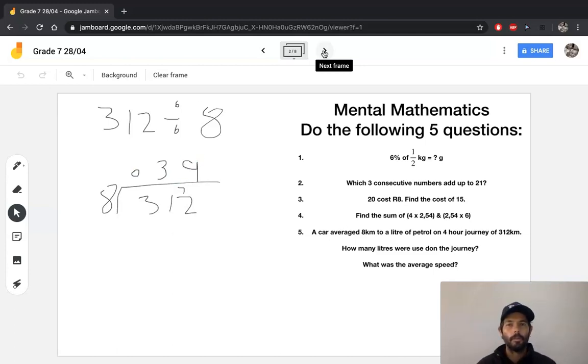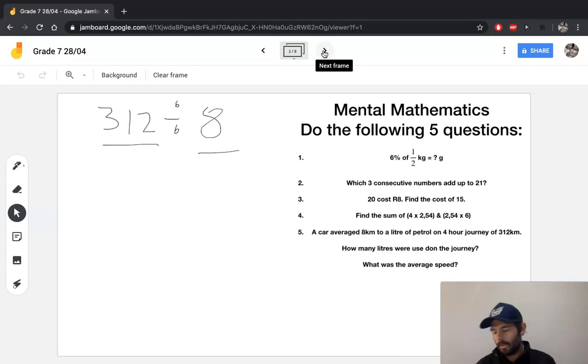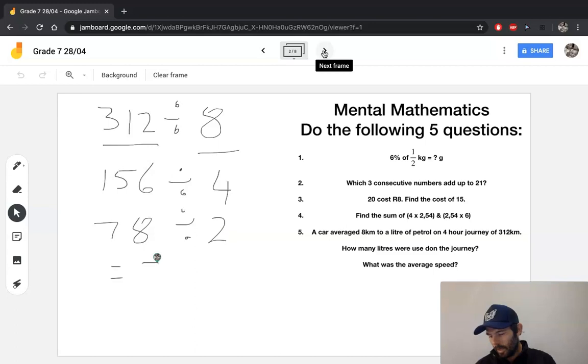Okay, now if you're not comfortable with that method, then you could have also said, right, I can halve both numbers. So remember when we halve the dividend, which is 312, and we do the exact same thing to the divisor, which is 8, then our answer will remain the same. So half of 312 is 156 divided by 4. Okay, I can halve them both again because they're both even. That's 78 divided by 2, and that equals 39.